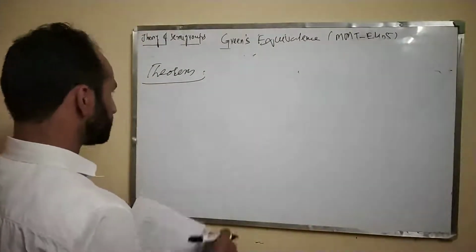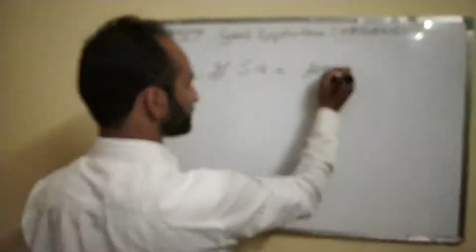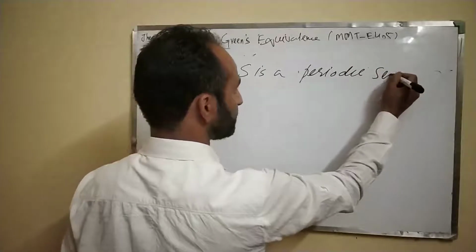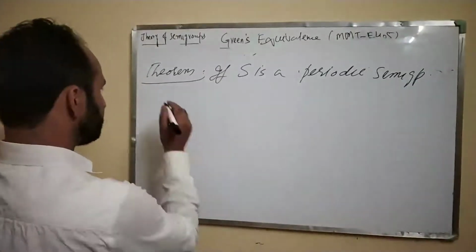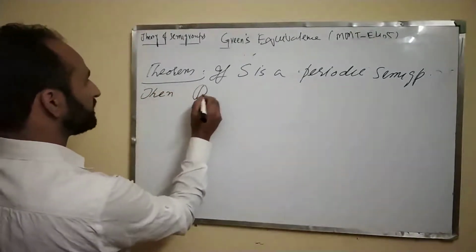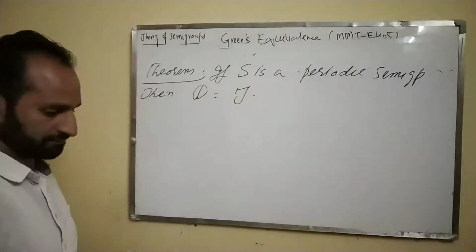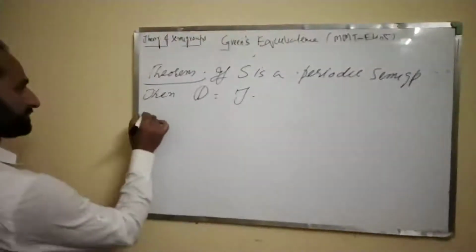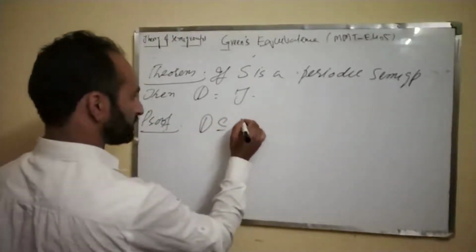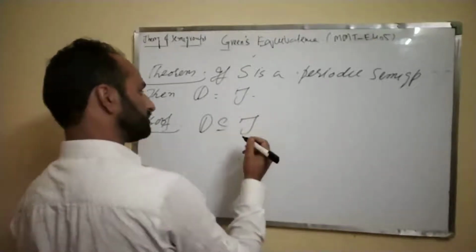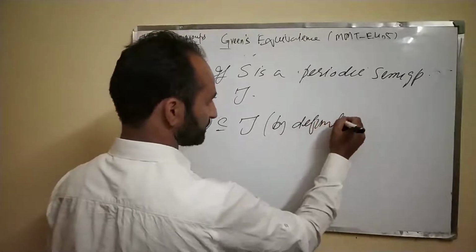If S is a periodic semigroup, then D is equal to G. So D subscript J, that we'll see, is by definition actually.